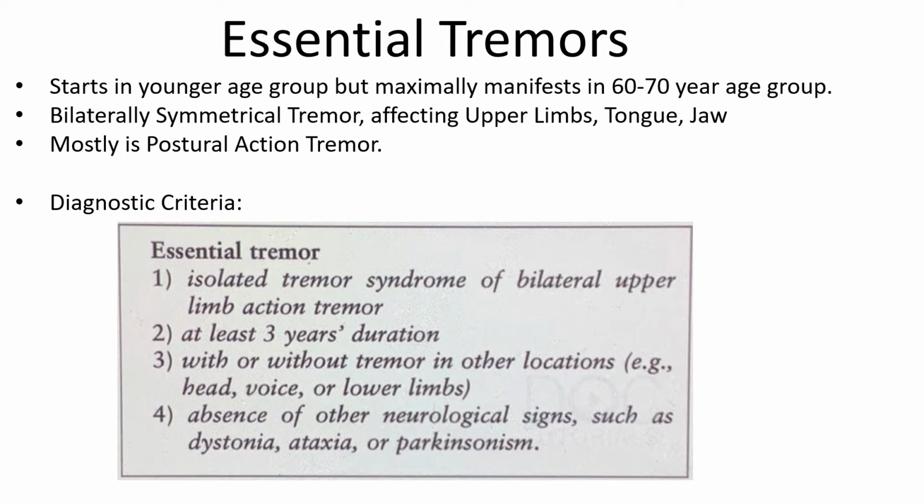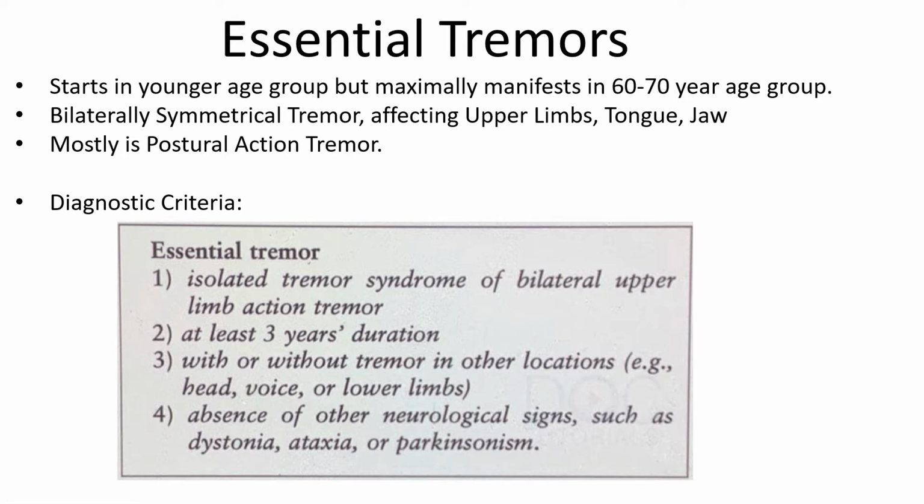These are actually bilaterally symmetrical tremors affecting the upper limbs, tongue and jaw, and mostly it's a postural action tremor. The diagnostic criteria simply state that essential tremor is an isolated tremor syndrome of bilateral upper limb action tremor, at least 3 years of duration.